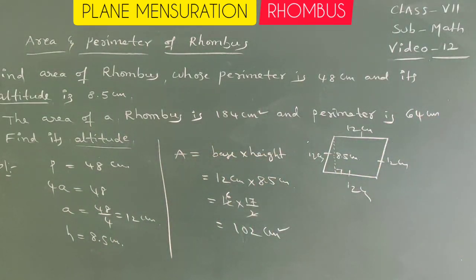For a rhombus, whenever they give altitude, we need to consider it as a parallelogram. With the help of a parallelogram, we can find its area, because a rhombus is a parallelogram.